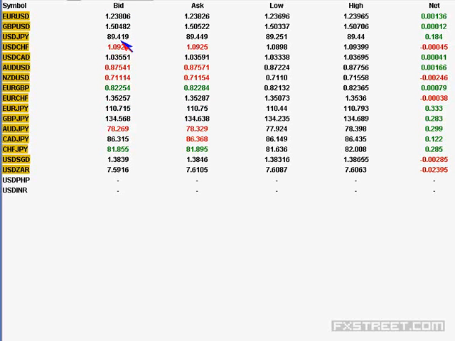Now in the case of USD-Yen, 89.41, 89.44 are the current levels. 89.25 is the low, 89.44 is the high. Earlier 89.42 was the high. They breached the high. The net change is 18 pips positive.